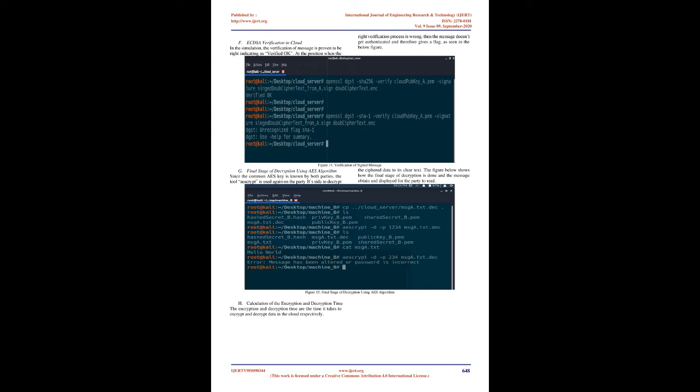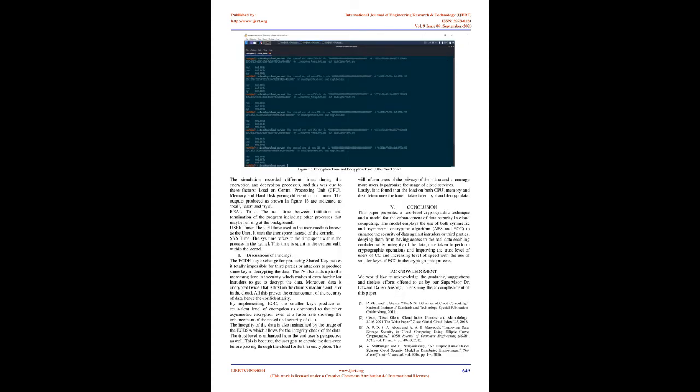ECDSA verification in cloud. In the simulation, the verification of the message is proven to be right, indicating as verified OK. At the position when the verification process is wrong, then the message doesn't get authenticated and therefore gives a flag, as seen in the below figure. Verification of signed message.